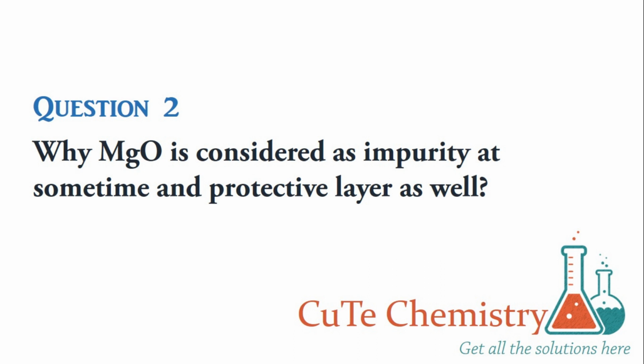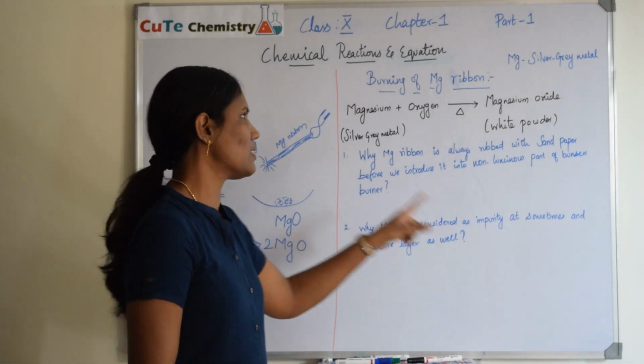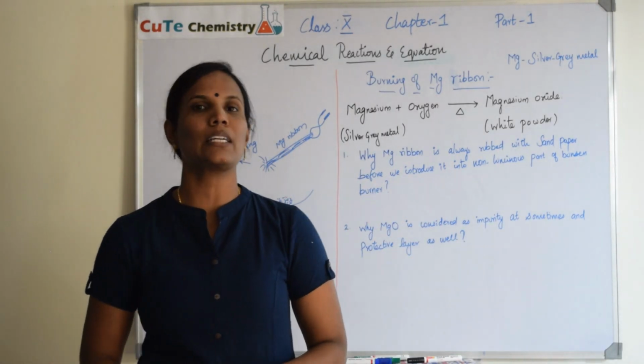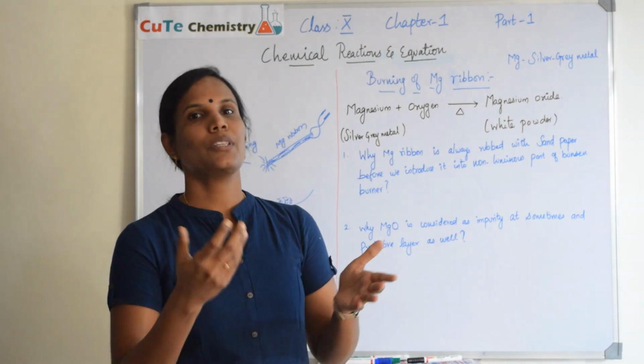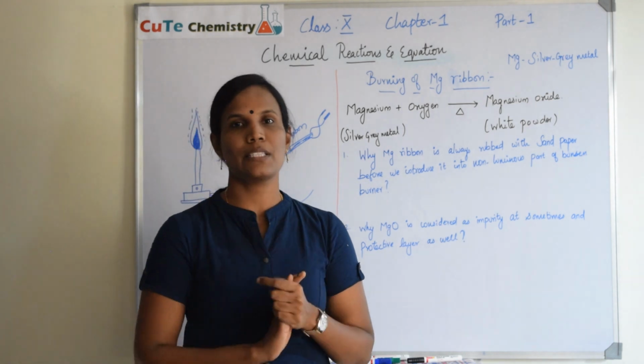Question number 2. Why is magnesium oxide considered an impurity at some times and a protective layer as well? So we know about impurity. Why is it an impurity? Because it will not allow the magnesium ribbon to burn completely. That is the reason we consider it an impurity, and this impurity can be removed by rubbing it with sandpaper.